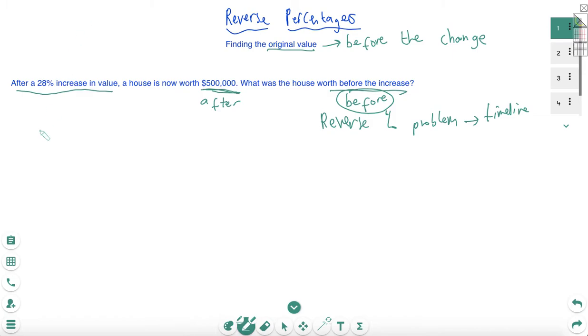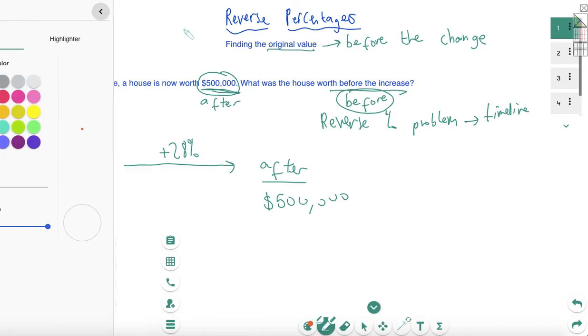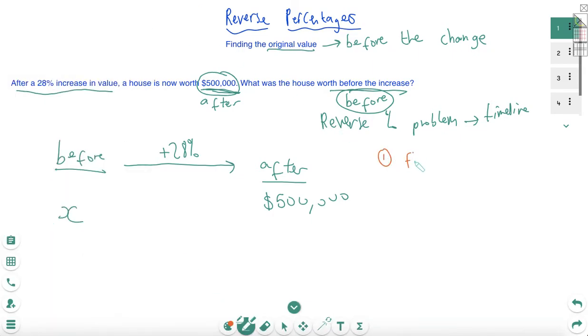So we have the before price and we have the after price, and let's fill out our timeline. We know the house after the increase is $500,000. We're trying to find the value of the house before the increase, so that's our unknown. And we know there's been a 28% increase in price. So that's step one. Fill timeline.